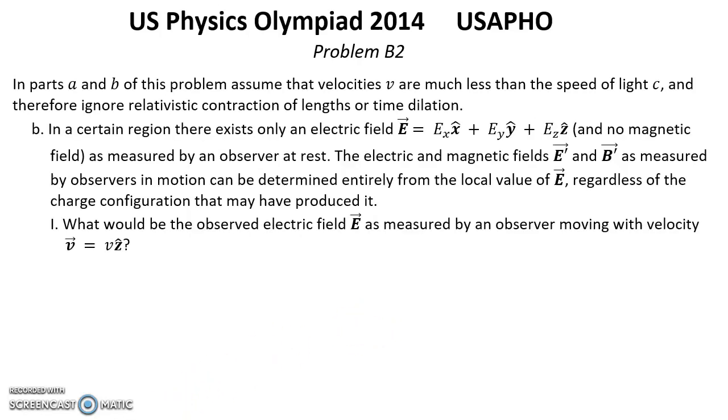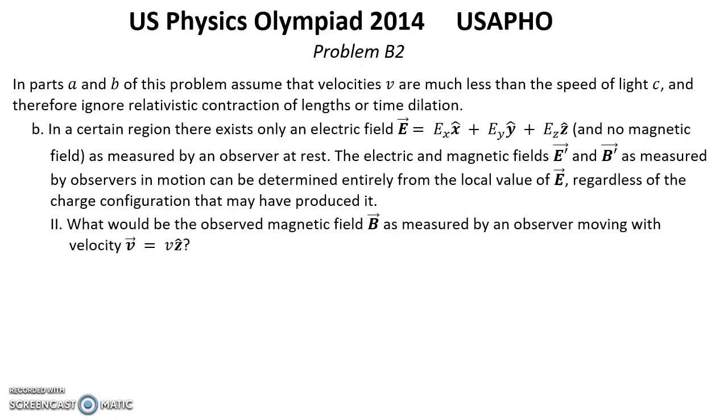Question 1. What would be the observed electric field E as measured by an observer moving with the velocity v in z direction? Solution. In part A, we showed that if the electric field was produced by a sheet of charge, then it was unaffected by the motion of an observer. Thus, in general, E prime equals E.